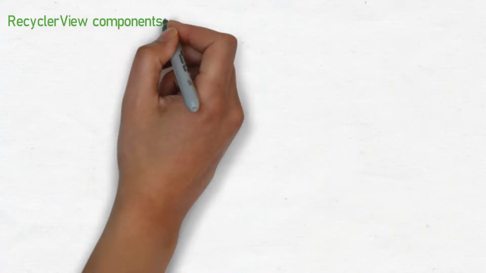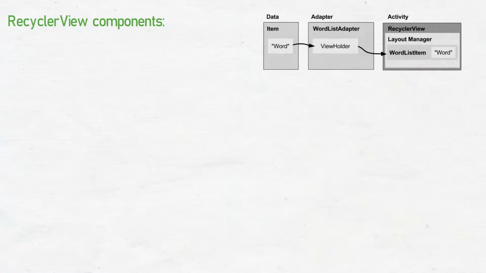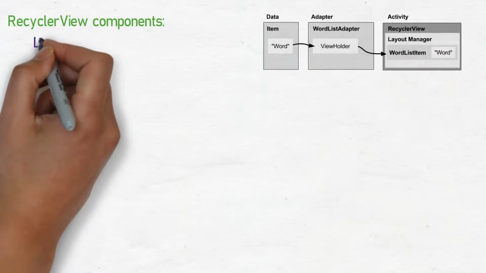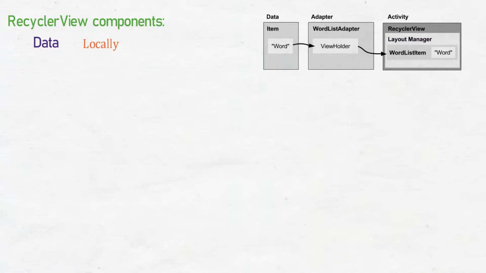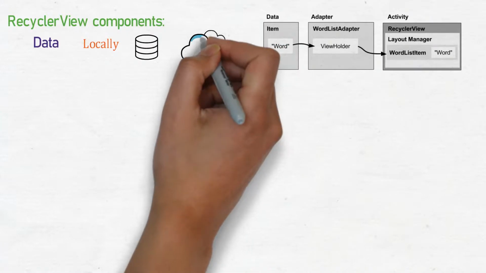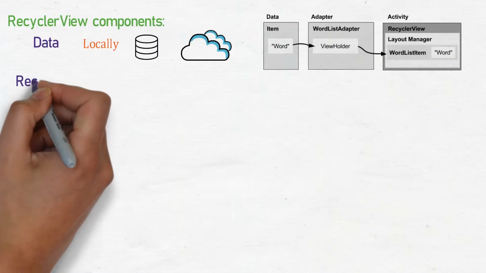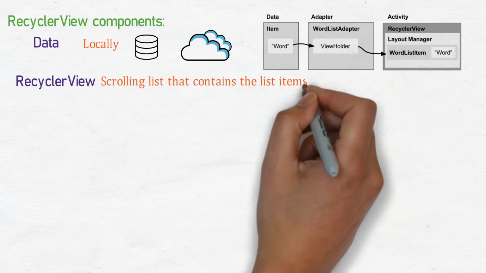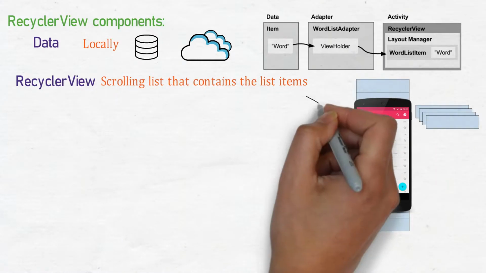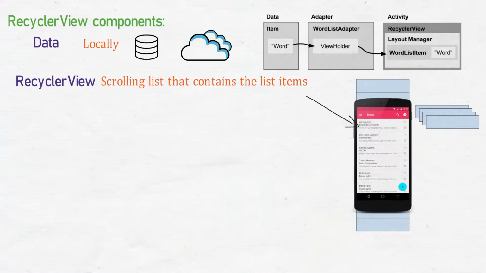To display your data in a RecyclerView, you need the following parts. Data. It doesn't matter where the data comes from. You can create the data locally, get it from the database on the device, or pull it from the cloud. A RecyclerView, the scrolling list that contains the list items. An instance of RecyclerView as defined in your activity's layout file to act as the container for the views.